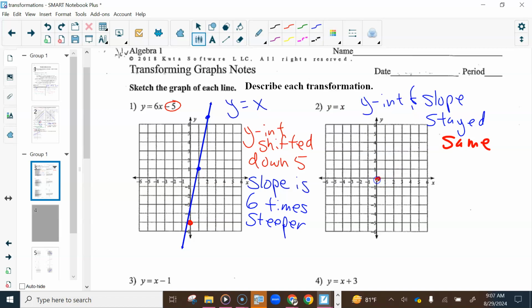And my slope would be what? 1. And I could go up 1, right 1, and that's my answer. And then back at the y-intercept, down 1, left 1, as many times as possible.